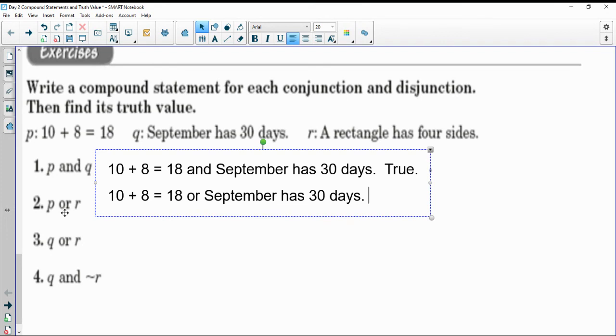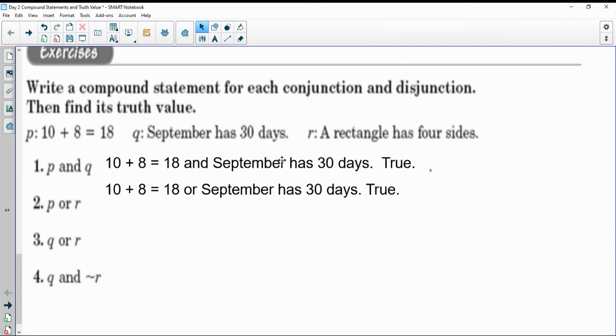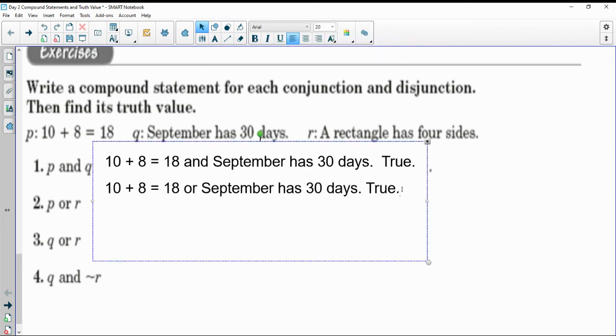And so for an or, I just need one to be true for it to work. So 10 and 8 is 18, it's true. So that makes the whole statement true. This is also true. So both of them are true, doesn't matter. Only need one to be true for an or statement to be true. Okay, number 3, let me scoot up a little.